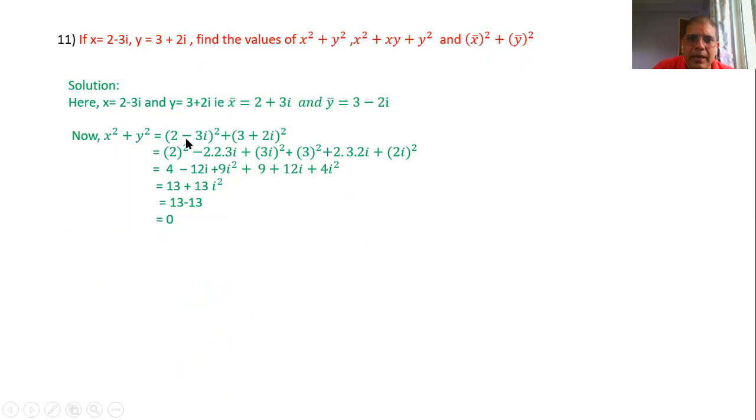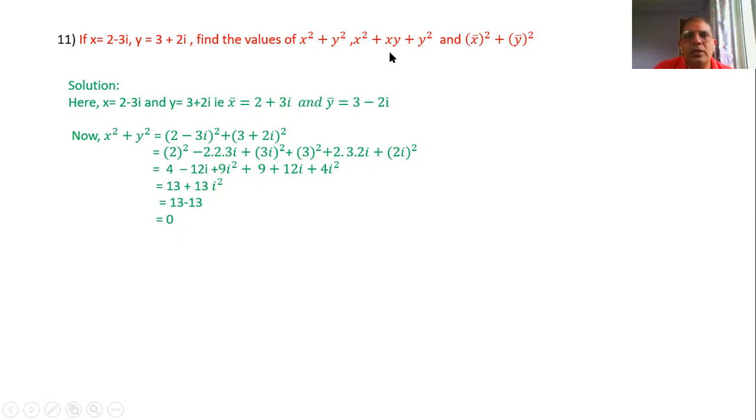Now it is (a minus b) whole square and (a plus b) whole square. So a square minus 2ab plus b square: 2 square minus 2 into 2 into 3i plus (3i) whole square. Then the other term, a square plus 2ab plus b square, exactly same. It is 4, minus 12i, 9i square, and 4, plus 12i, and 4i square. Minus 12i and plus 12i cancel. It is 4 plus 4, and 9i square plus 4i square is 13i square, but i square is minus 1. Minus 1 into 13 is minus 13. 13 minus 13 is 0.